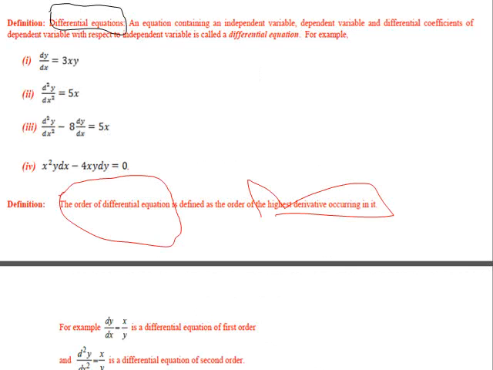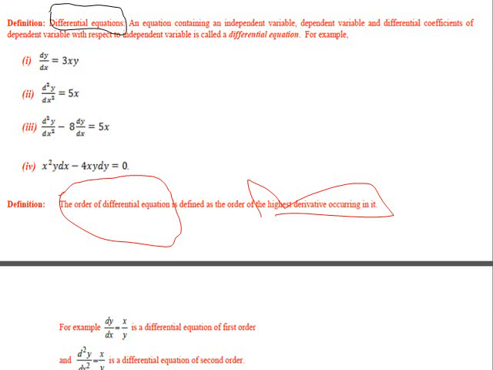The order of a differential equation means, in simple words, the highest derivative involved in a given differential equation. Whatever highest derivative appears in the given differential equation gives the order. If we see first, dy by dx equal to 3 times xy, the highest derivative is the first order dy by dx, so we can say it is of first order.